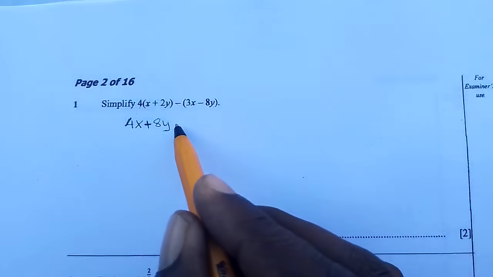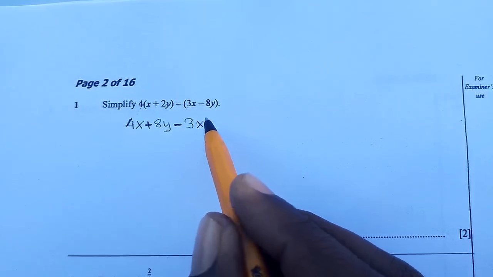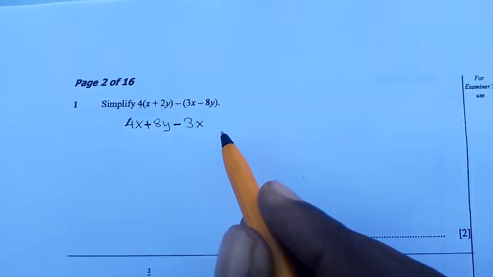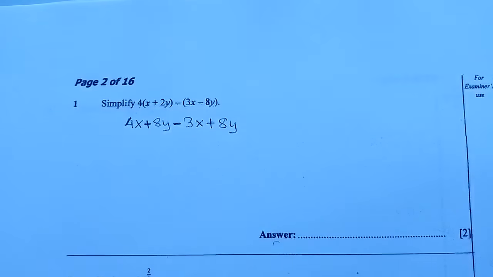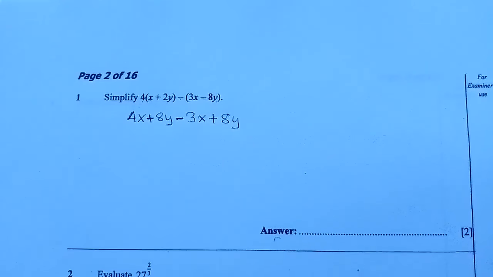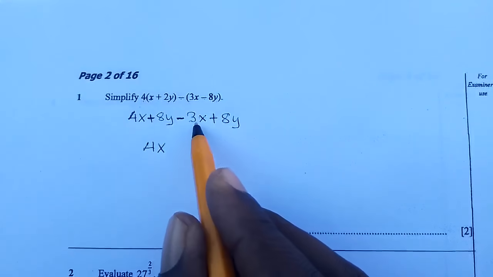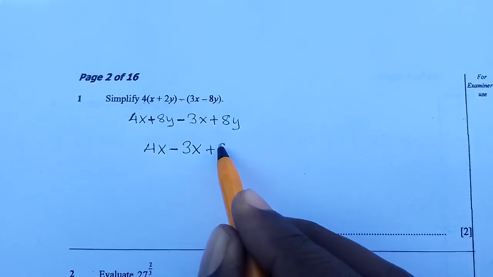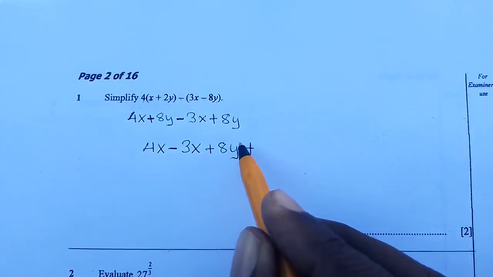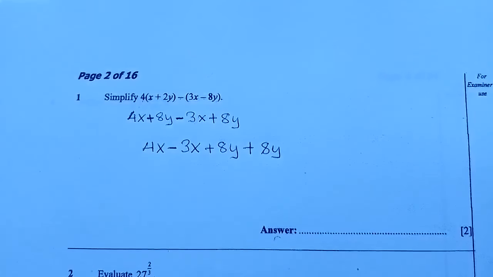So 3 times the negative there, it is negative 3x. The negative times negative, you get a positive, so plus 8y. Once you reach here, then you are going to group the like terms. So 4x will go with minus 3x, then plus 8y plus another 8y. We group the like terms together.